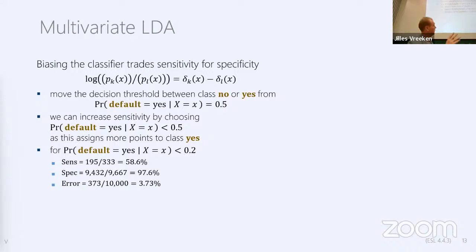Good. So we can move the boundary away from 0.5. If we choose our boundary, so basically the probability at which we're going to say yes, below 0.5, well, obviously we're going to have more points there, and the other way around. Now, this threshold, there's essentially infinitely many possibilities, right?